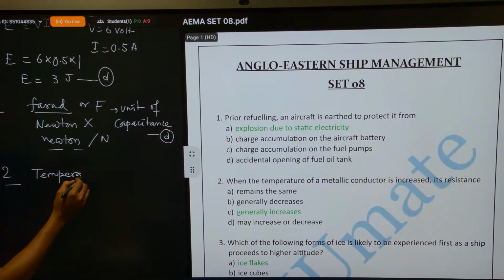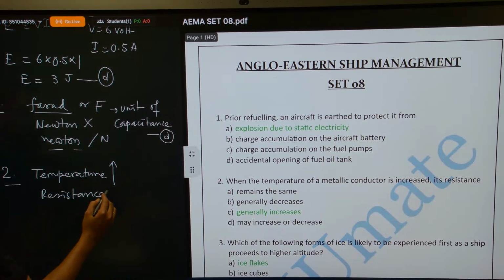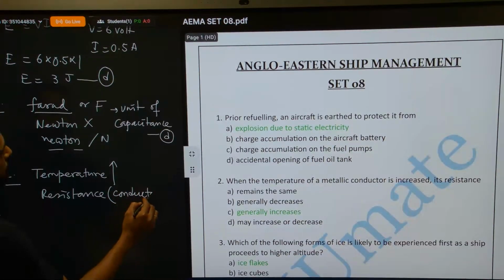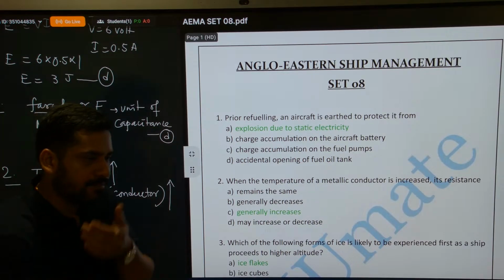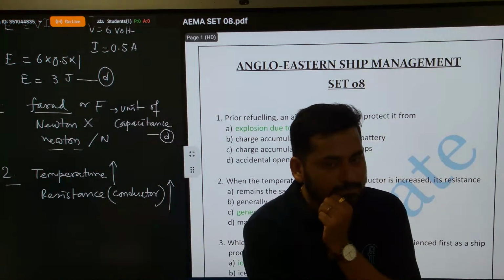When temperature increases, resistance obviously of a conductor, not an insulator, also increases. Why? Why does resistance increase with temperature? Because they have free electrons.